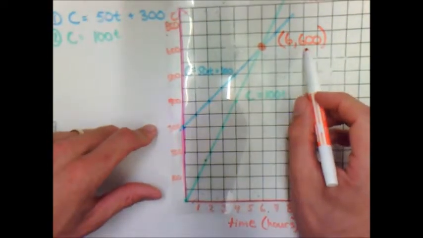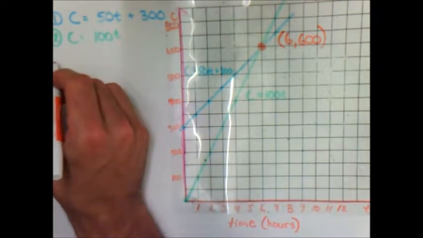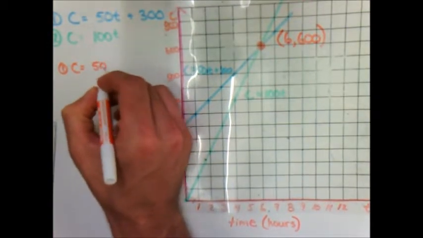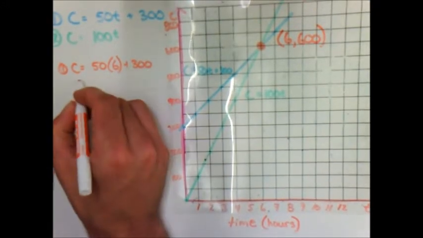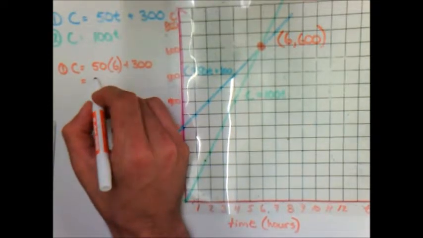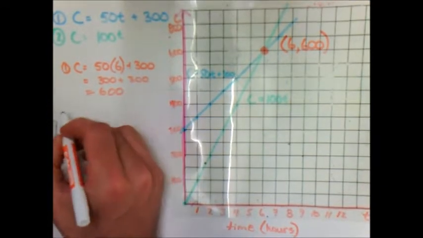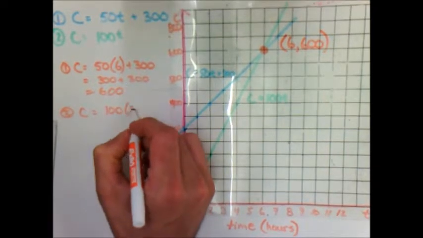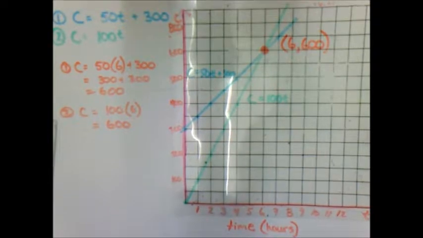And what is the cost? Well, the cost will be $600. And I can check to see that that solution is correct. So over here in equation 1, the cost equals 50 times t, which is now 6, plus 300. Cost after 6 hours for owning your own plane is 300 plus 300, which is 600. And in equation 2, the cost of renting your own plane after 6 hours is $600. So that is indeed the point of intersection.